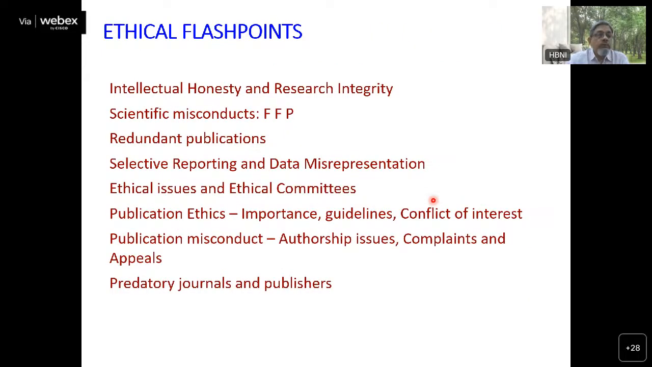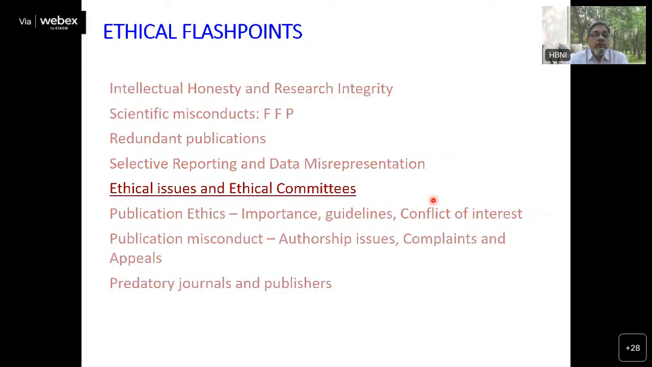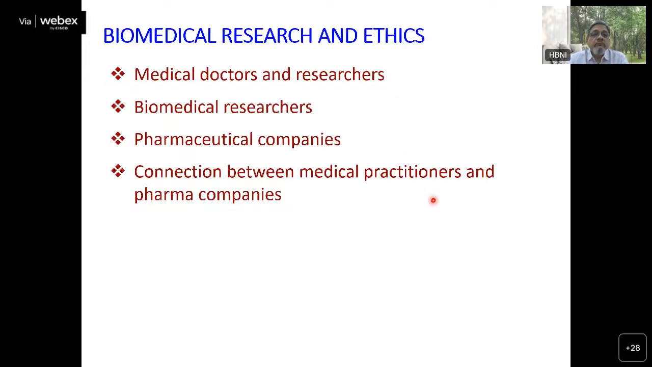Okay, now we move on to the next issue, which is called ethical issues and ethical committees. Now, these are mostly related to the medical and biomedical research which takes place, and things like ethical committees are a result of scientific misconduct carried out in these areas of research. So, if you consider biomedical research and ethics, first, who are the people involved here?